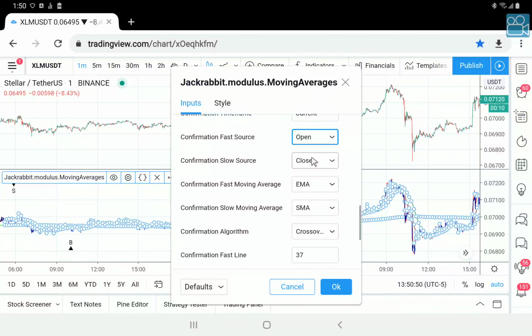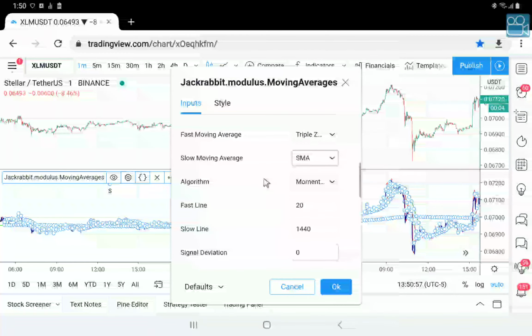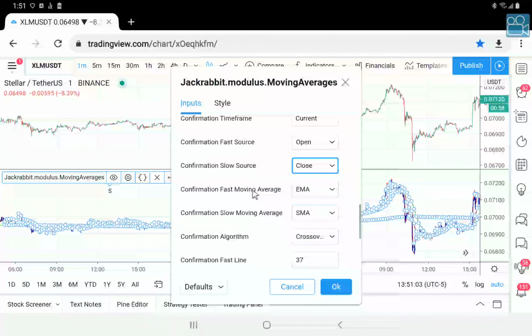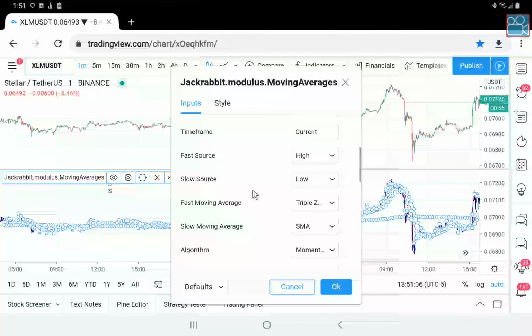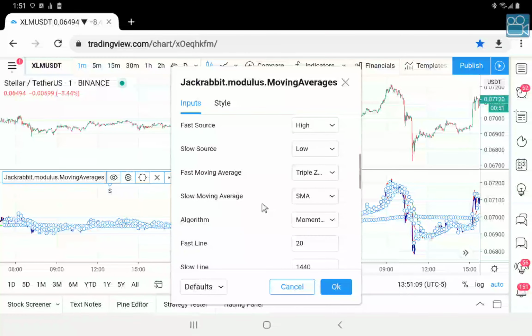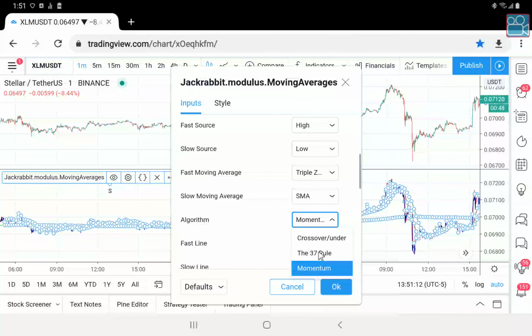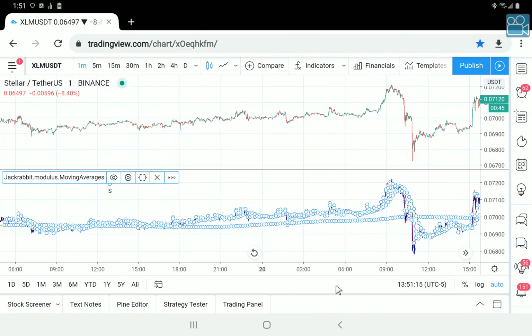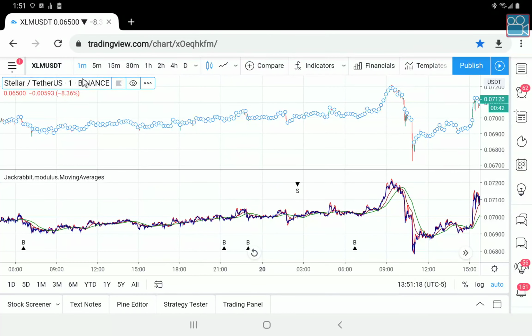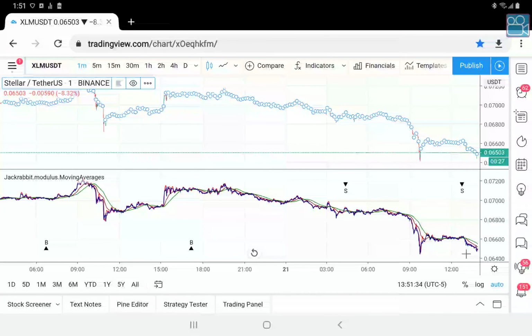For example, open and close. And let's leave that as crossover, and let's move the first one to Rule 37 and see what shows up. Quite nice, actually. And this is without any real tuning. If you spend time tuning this, you're going to get some very nicely produced results.